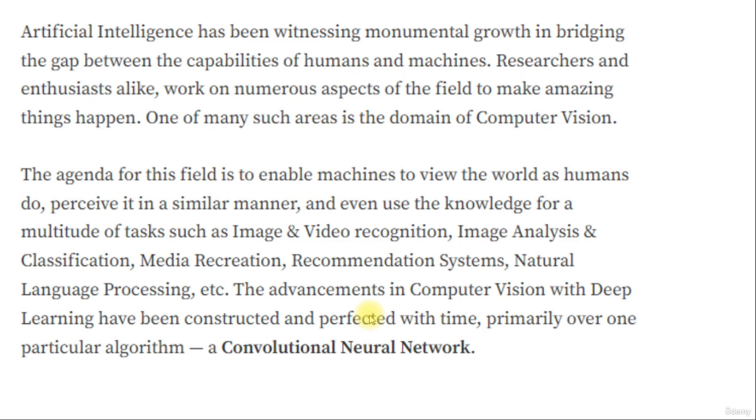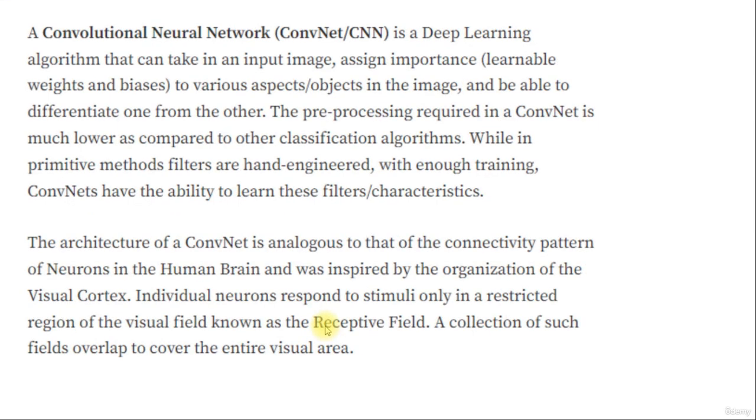The advancements in computer vision with deep learning have been constructed and perfected with time, primarily over one particular algorithm, that is a convolutional neural network. A convolutional neural network, CNN, is a deep learning algorithm that can take in an input image, assign importance, that is learnable weights and biases, to various aspects or objects in the image, and be able to differentiate one from another.